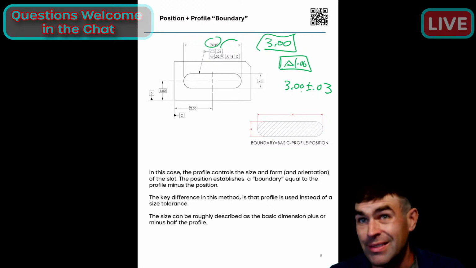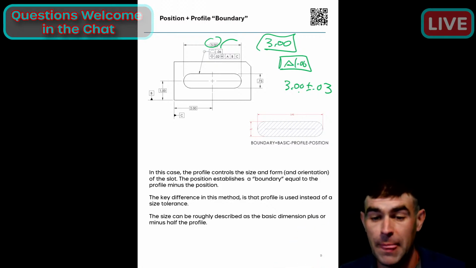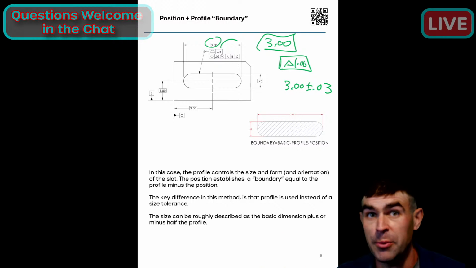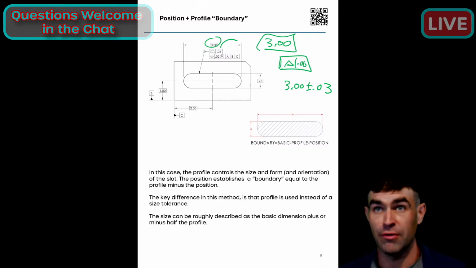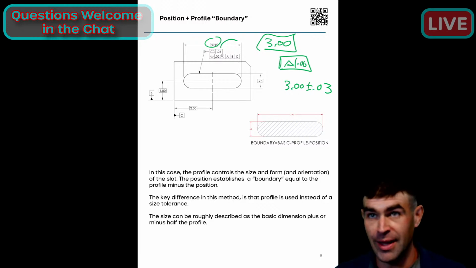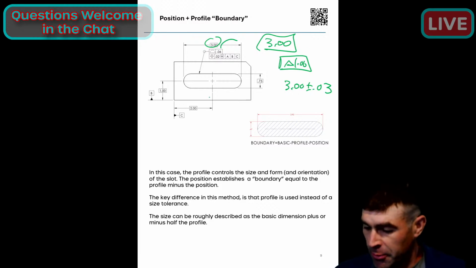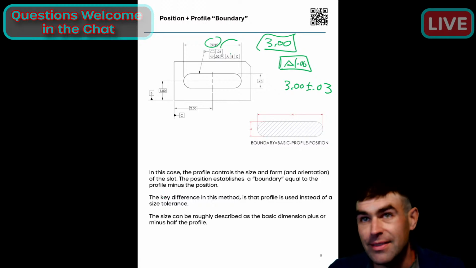It's just basically taking a plus or minus dimension and converting it into profile, right? It just makes things a little bit cleaner, especially with Y14.5-2018, where they really want you to use profile and basic dimensions for everything. This works pretty well, but essentially that's the only difference.